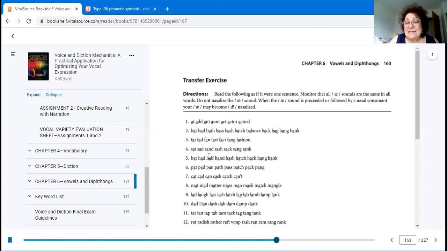Sat, sad, sand, sash, sack, sang, sank. Sat, sand. Because normally we say sand. Sat, sand. You could hear the difference. Sat, sad. So go through all of these, practice, see which ones your nasal behaviors are, nasalized behavior. Great exercise.